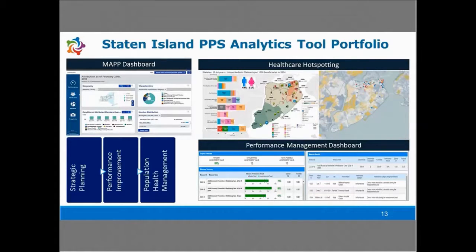This slide shows various analytics tools that are either developed internally or externally that Staten Island PPS uses for strategic planning, performance improvement, and population health management. On the upper left-hand corner is the MAP dashboard tool that allows us to benchmark ourselves with our peers. In the upper right-hand side is the healthcare hotspotting application that we developed here to direct programmatic work efforts, which we will be presenting 2 use cases of later in the presentation. And the bottom is the performance management dashboard.